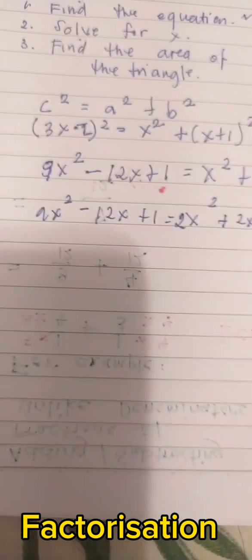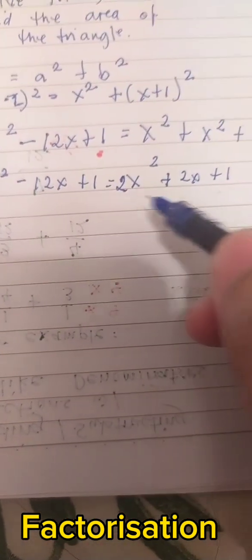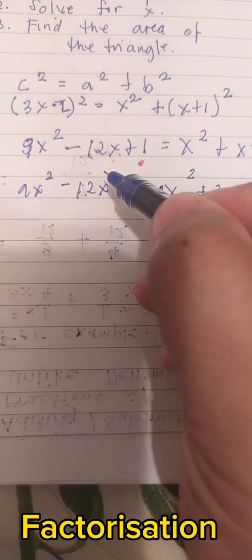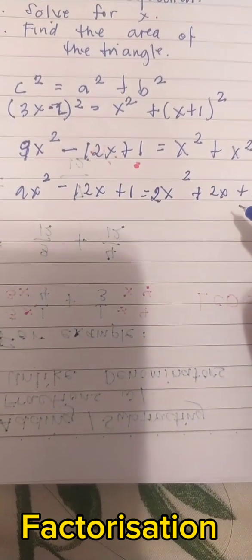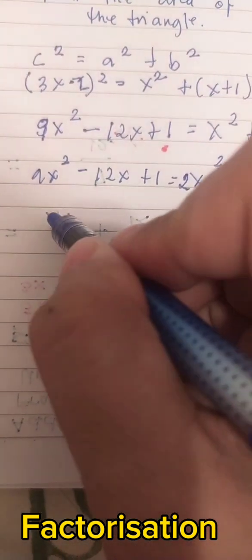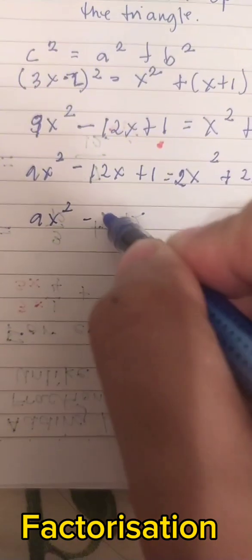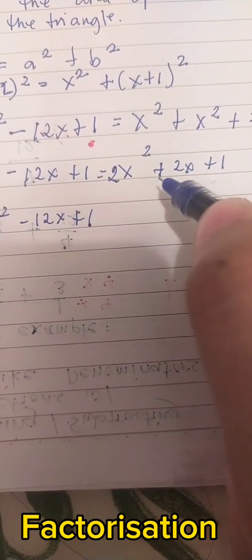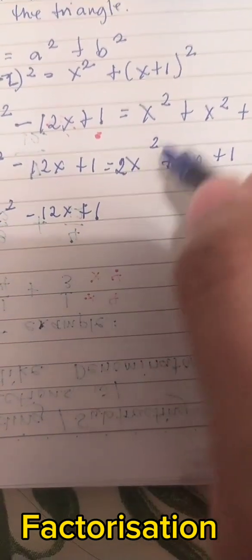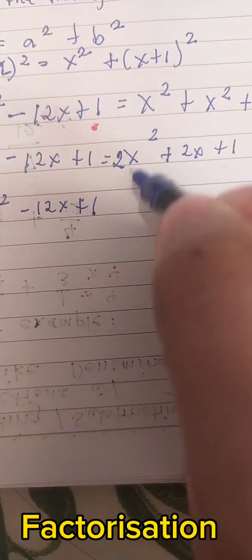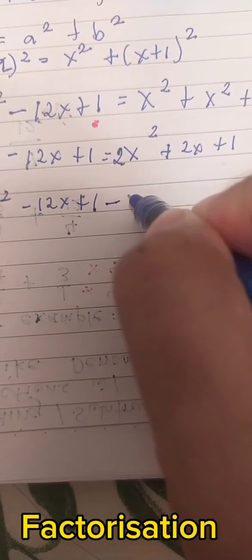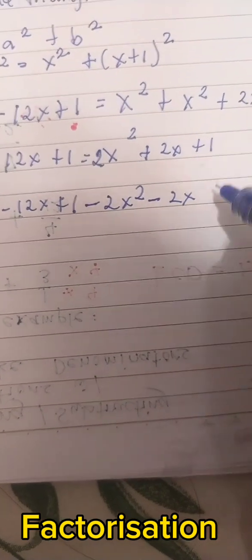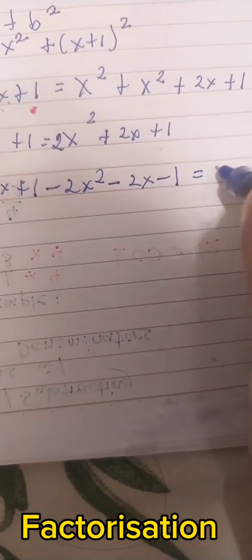So, yung mga term dito, ililipat na natin dito sa kabila para ma-equate natin yung ating equation to 0. So, 9x squared minus 12x plus 1. Pero, pag nilipat mo ito, lahat ng sign nila dito is magbabago. So, we have positive, magiging negative, 2x squared, and then positive, negative, 2x, and then negative 1 is equal to 0.